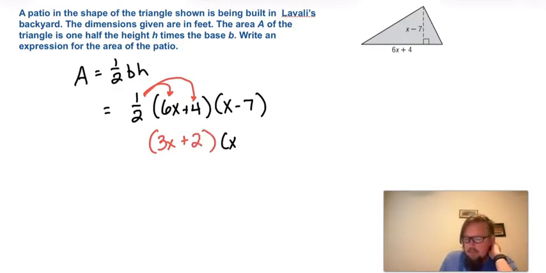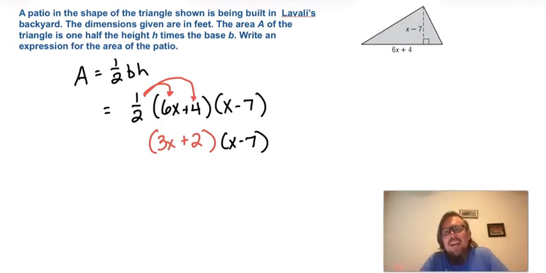It would also be completely acceptable for us to do 6x plus 4 times x minus 7 first, get an answer, and then multiply all the terms of that answer by 1/2. You would get the exact same answer. So whatever you want to do first is fine.